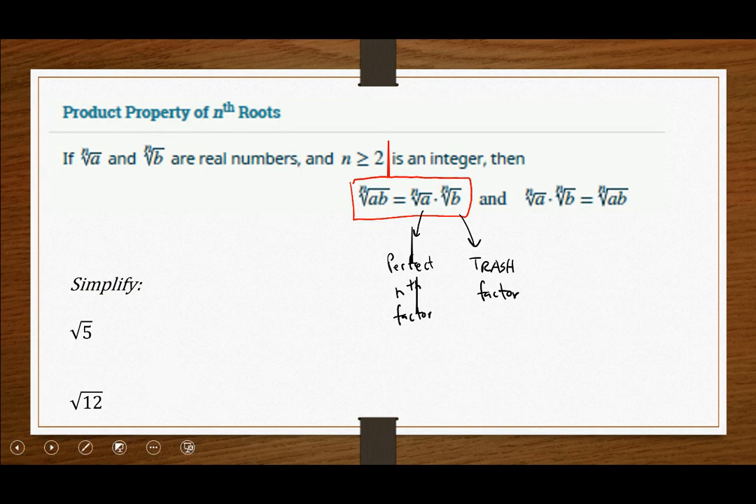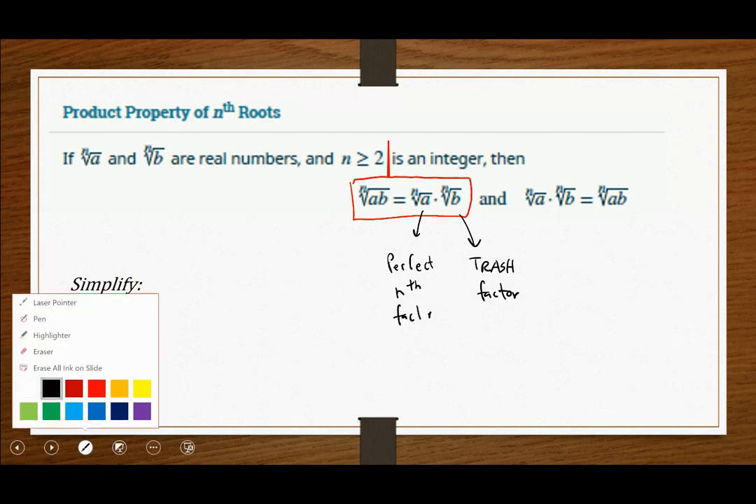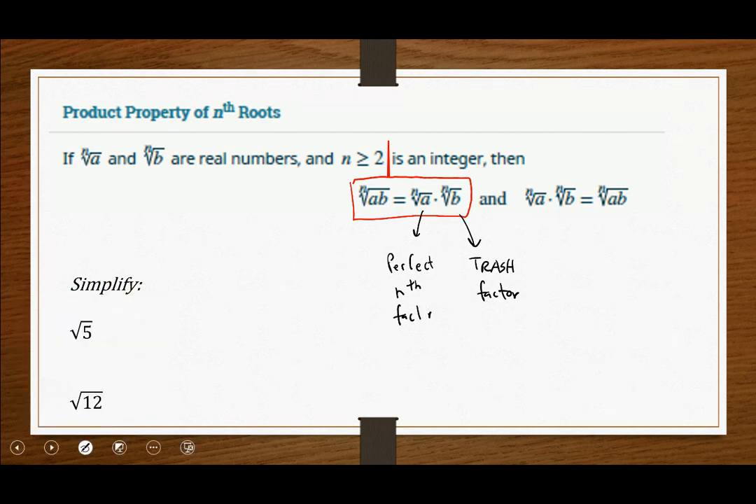So an example you'll see here in just a moment is at the bottom, where we're looking at the square root of 5 and the square root of 12. So for instance, the square root of 5 is prime, and so the factors are kind of boring. We get the square root of 1 times 5 as an equivalent for that statement. The product property here allows me to then split each of those factors into their own radical.